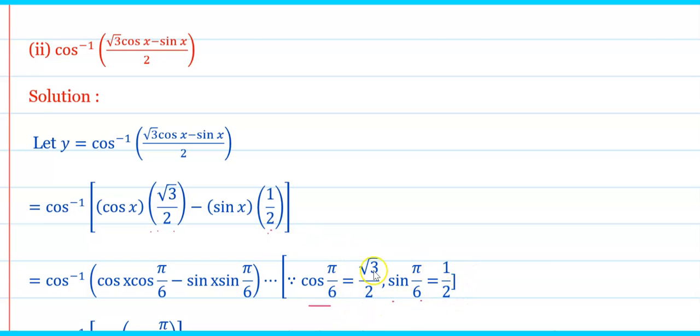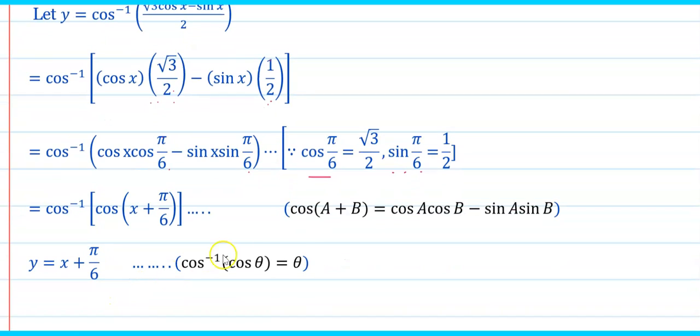This is important. Root 3 by 2 is the value of cos of which angle? It's pi by 6. 1 upon 2 is the value of sin of which angle? Sin of pi by 6. Therefore we substitute here: root 3 by 2 is cos of pi by 6, and 1 upon 2 is sin of pi by 6.